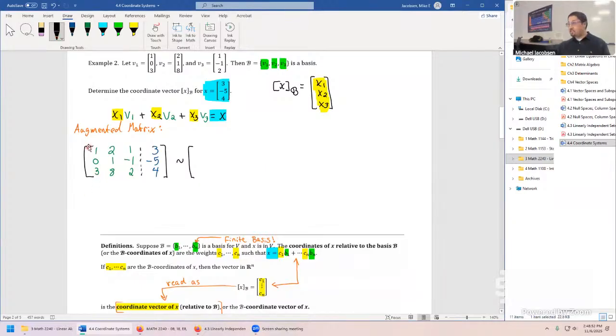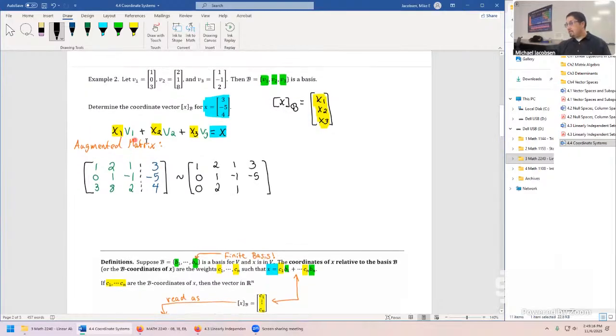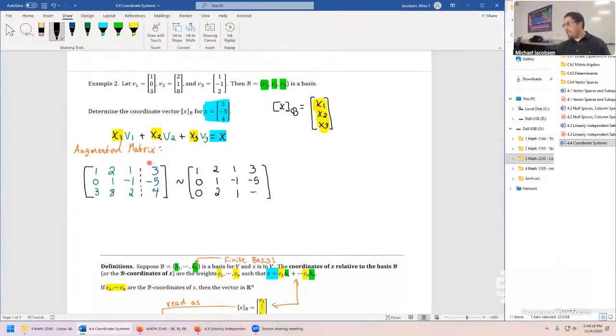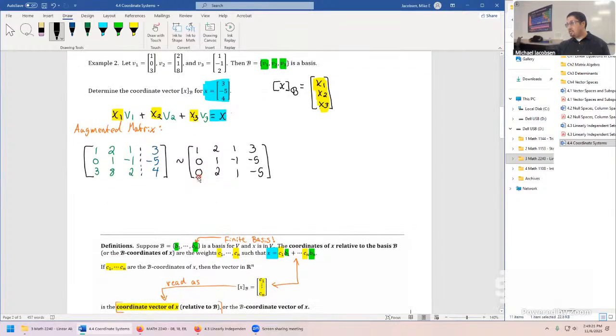We want to first eliminate this 3, so let me copy in rows 1 and 2. 1, 2, 1, 3. 0, 1, negative 5. Then multiply row 1 by negative 3, add to row 3, and we get 0, negative 6 plus 8, so a 2, negative 3 plus 2, so a 1, negative 9 plus 4, so a negative 5. So column 1 is now the first column of the identity matrix, and we just repeat here with this entry.